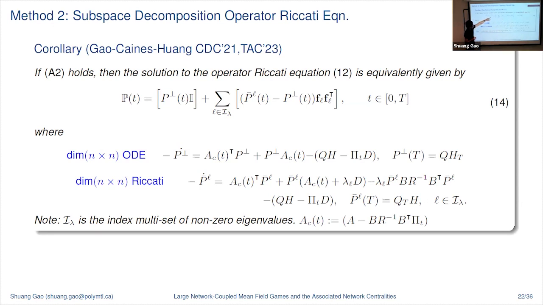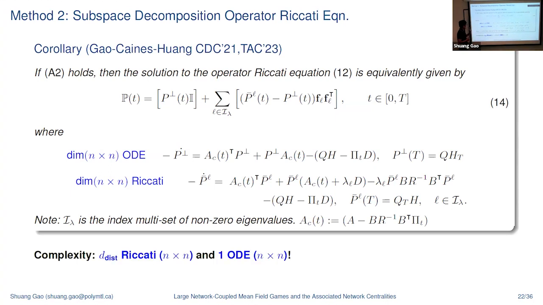And this equation P perp here is just a linear ODE. And this PL, these coefficients in the L's direction, is another Riccati equation, in which you see the second order term on the right. So this turns the problem of solving the operator Riccati equation into solving a number of Riccati equations, each of which is n cross n, where n is the state dimension of your local state, plus one n-dimensional ODE. So this depends on the choice of your graphon limit. If it's low rank, then this is the gain, and you have a simple problem to solve.